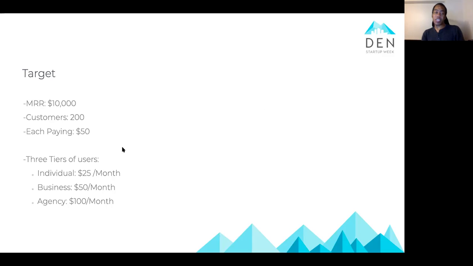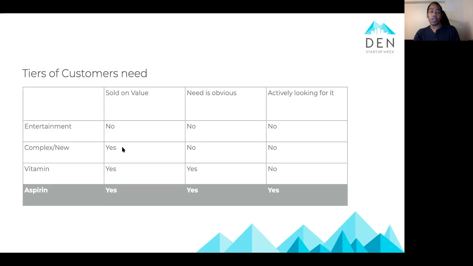So first of all, we're going to just start with a target. We can imagine that the product generates $10,000 a month, has 200 customers, each paying $50 a month. And within this product, we have 3 tiers of users: individuals, businesses, and agencies. So when thinking about the product, you want to think about what kind of tiers the customer needs.